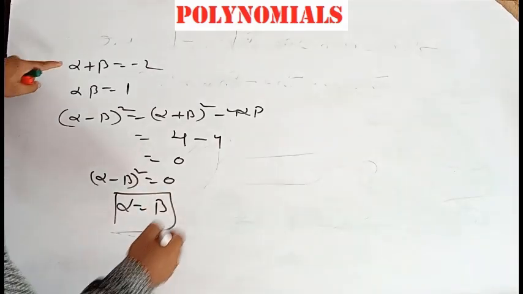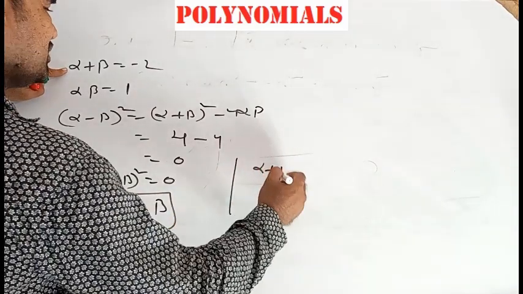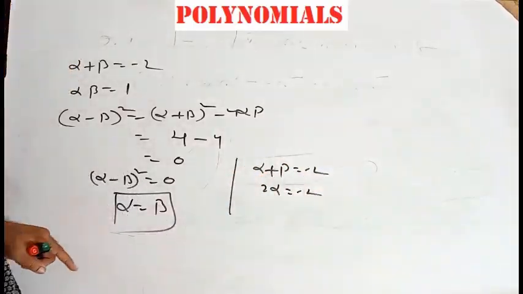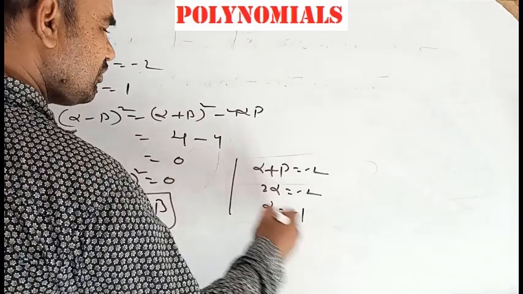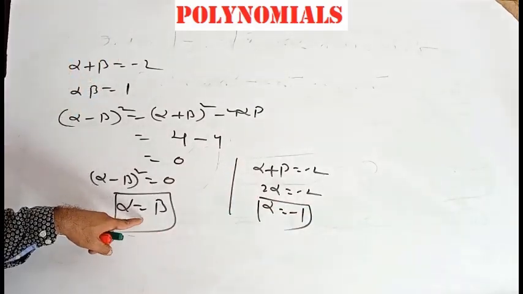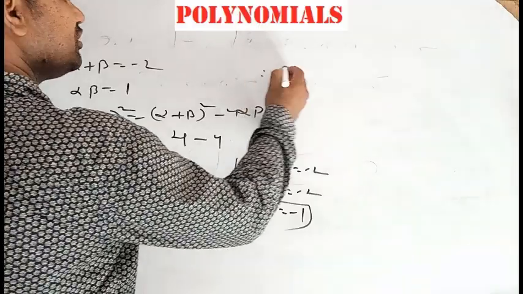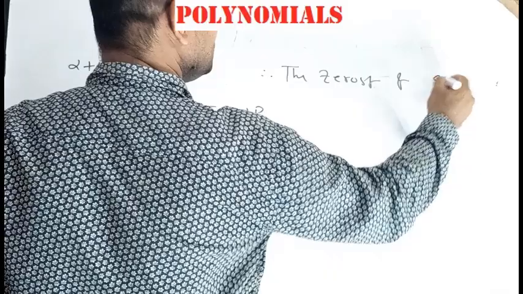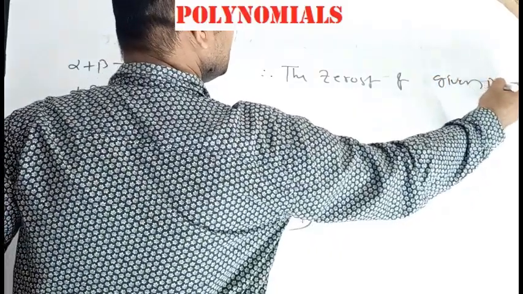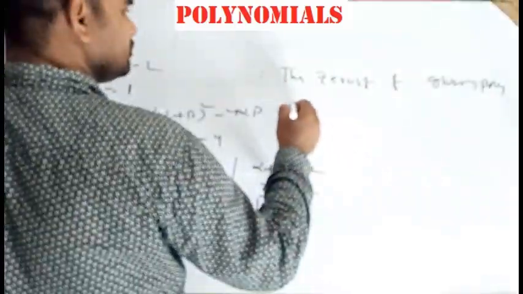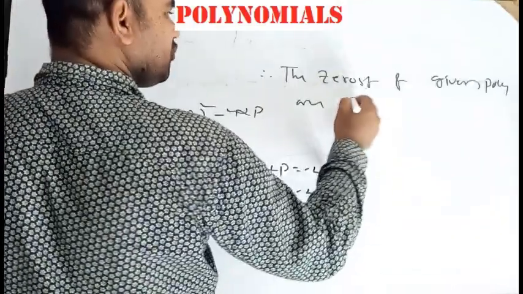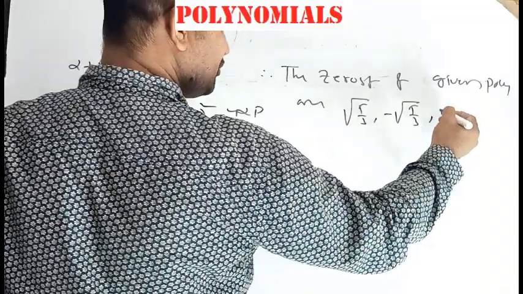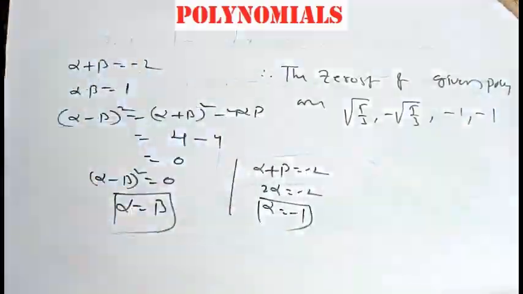Okay, so alpha equal to beta means, first equation, alpha plus beta equal to minus 2. 2 alpha equal to minus 2, because alpha equal to beta, alpha plus alpha is 2 alpha, so alpha equal to minus 1. Alpha is equal to minus 1, beta also minus 1. Therefore, the zeros of the polynomial are root over 5 by 3, minus root over 5 by 3, and minus 1, comma, minus 1.